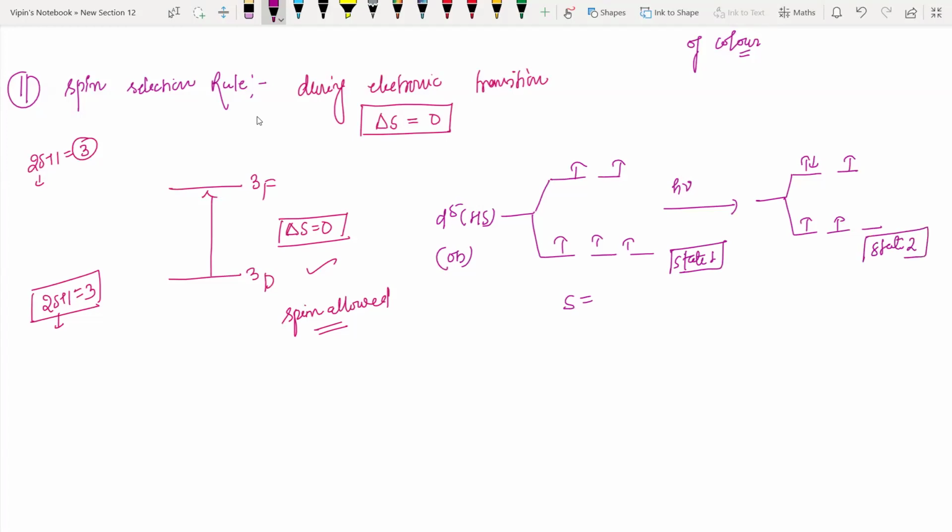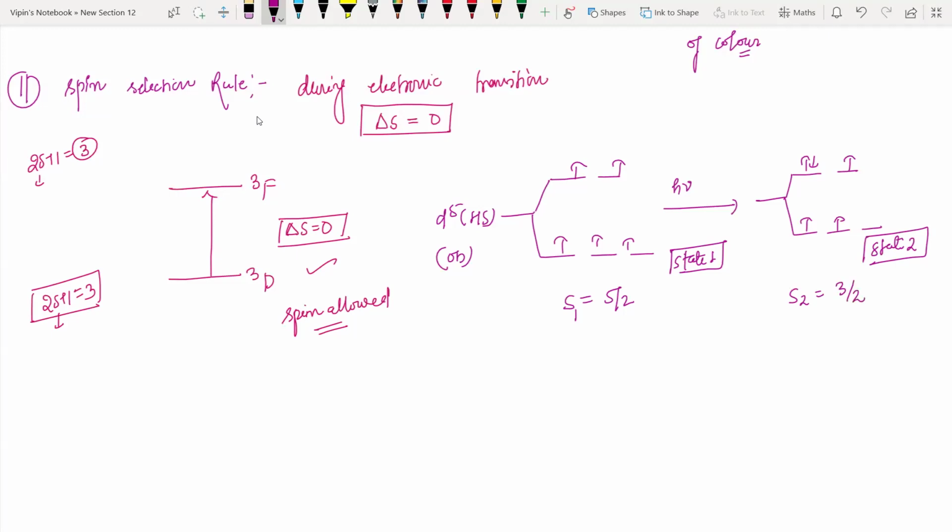Why state 2? Because in state 1, all the electrons are unpaired. In state 2, there is one set of paired electrons. So the total value of S, right? S is the summation of the spin values. So 1/2, 1/2, 1/2, 1/2, 1/2, that is 5/2. Here, for example, is S1. Here S2 equals 1/2, 1/2, 1/2, that is 3/2.